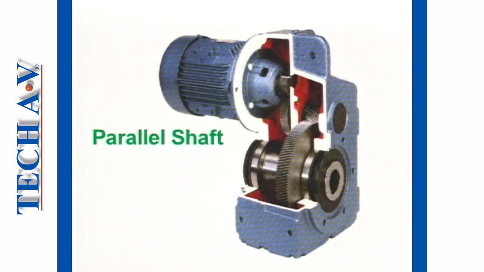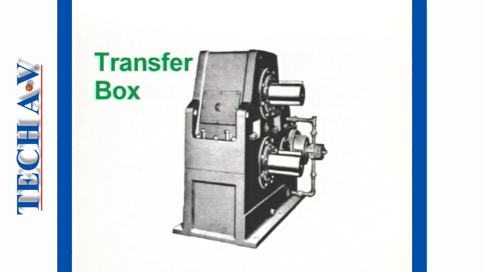A parallel shaft reducer is made in such a way that the input, intermediate, and output shafts all lie parallel to each other. In many examples, the input shaft may even be on the same side of the unit as the output. Such a configuration is also known as a transfer box.